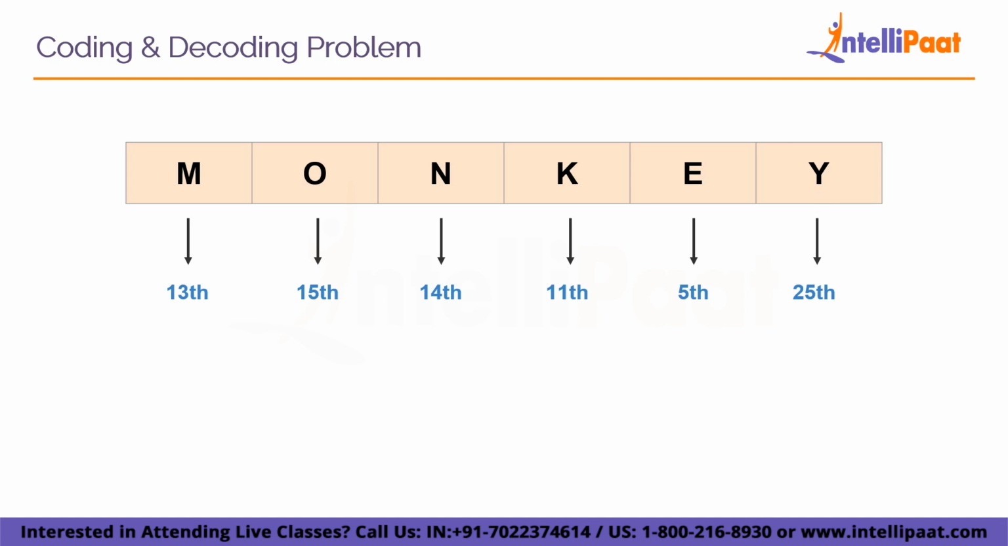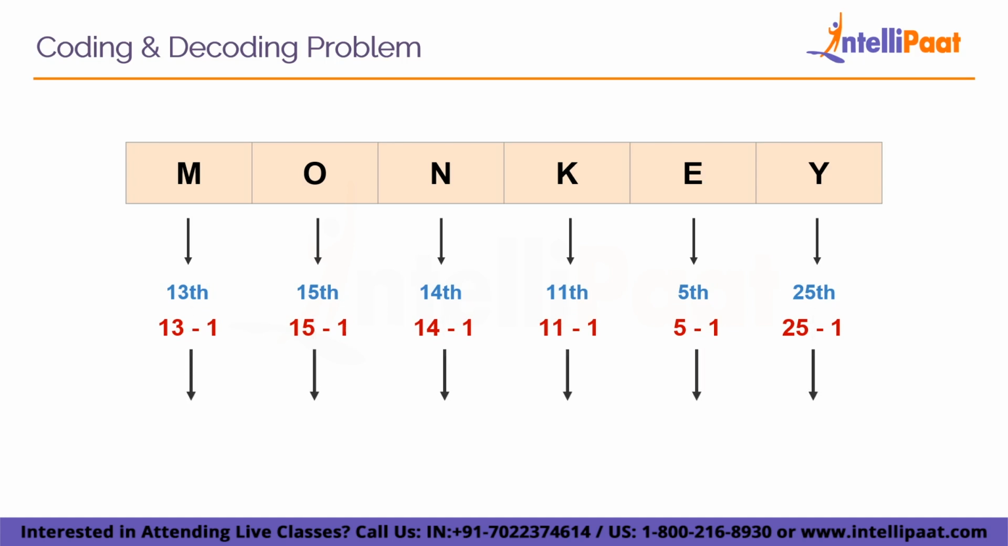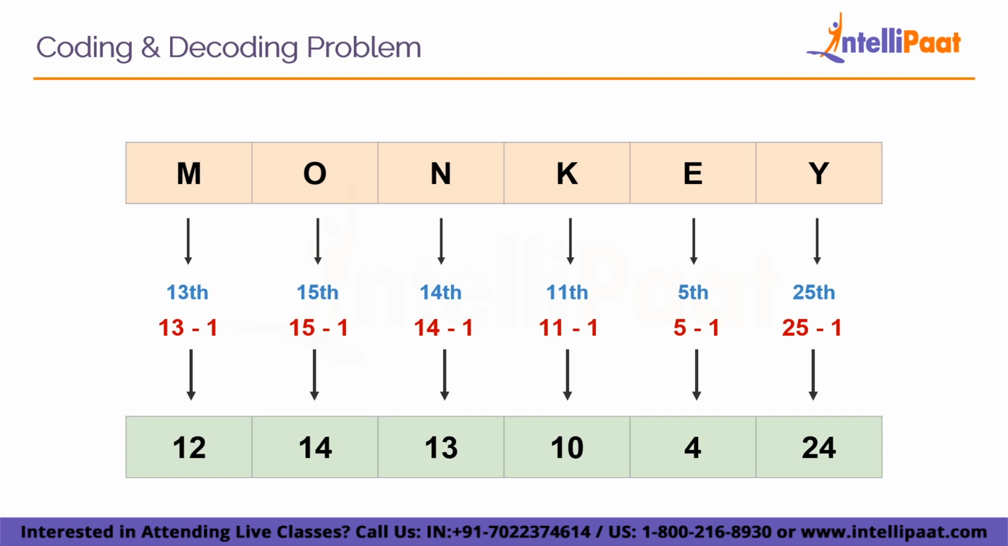Now we have to subtract 1 from each positional value. So once you subtract that, you get the values accordingly for each alphabet. So here you can see we got the coded numeric value for M, which is 12, for O 14, for N it is 13, for K it is 10, for E it is 4, and for Y it is 24. So for monkey we got a numeric code that is 121413104424. So this is the numeric code for monkey.